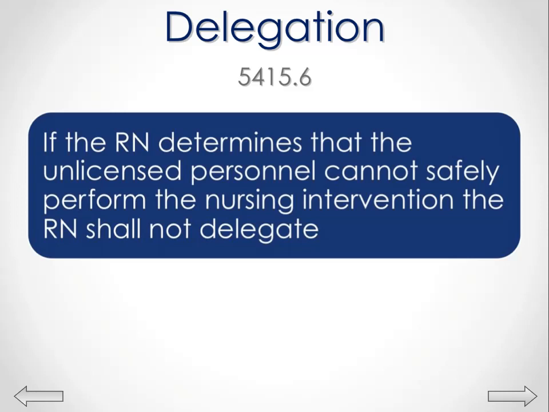So even if it is in your agency's policy that a certain level of employee is allowed to complete an intervention, if that employee that day is not competent to perform that intervention, the RN is the one who determines that at that point that person cannot have that task delegated to them.